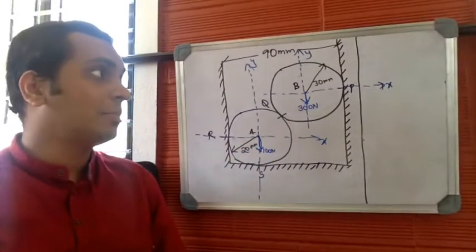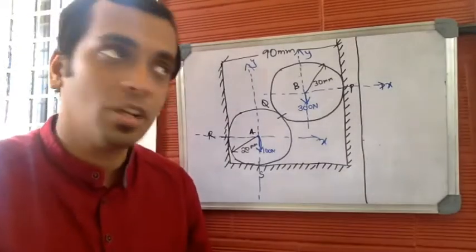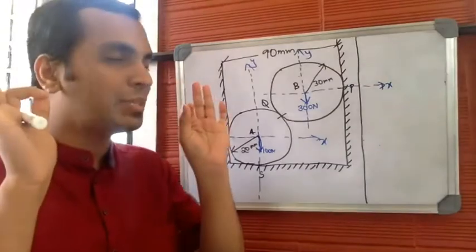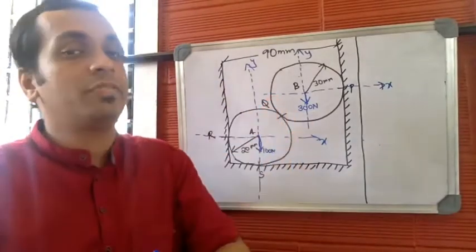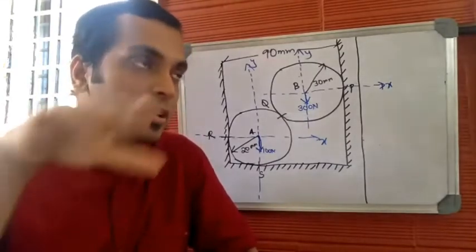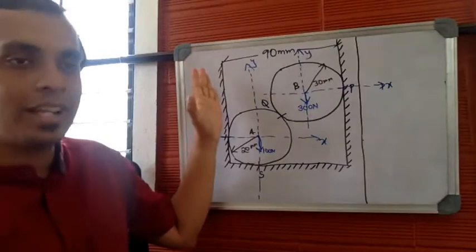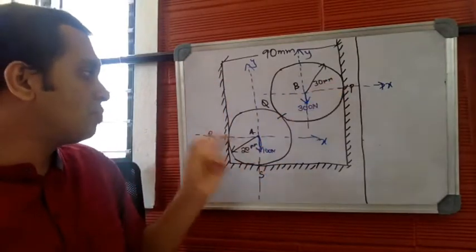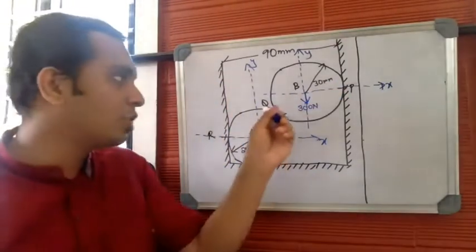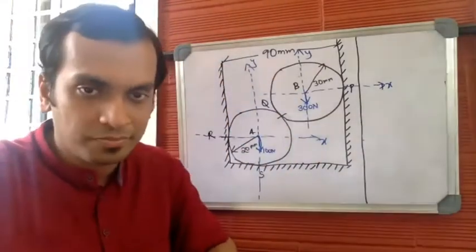Step number three is to mark the reaction offered by the contact surfaces, or to mark the normal reaction. Normal reaction will always be perpendicular to the surface. It will be directed towards the body and it will act exactly at the point of contact between the body and the surface. So you have 3 contact surfaces here and 4 contact points, out of which Q is the contact point between the two spheres.